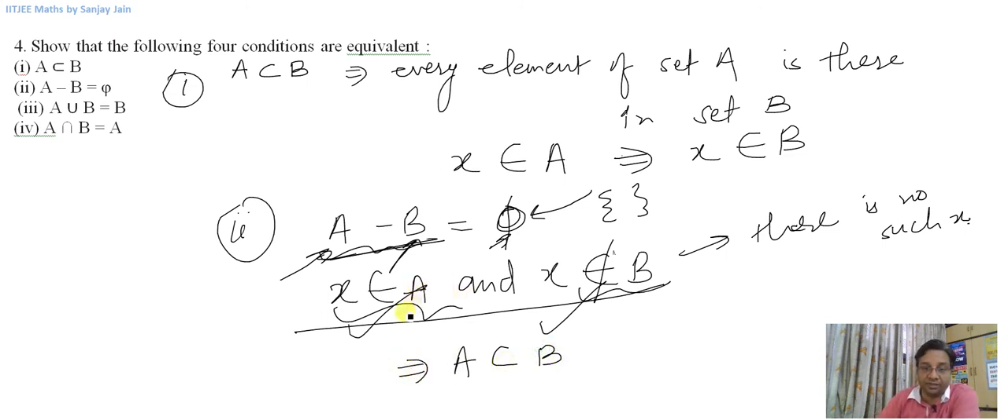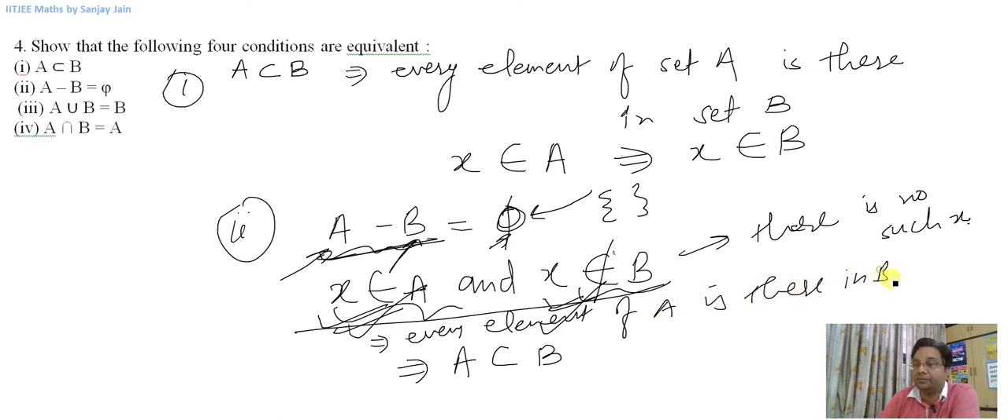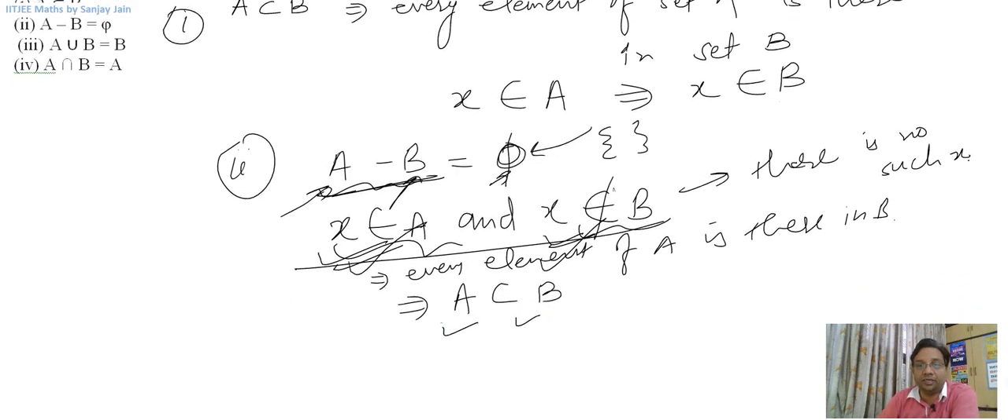Or if you want to write one more statement, when I say that there is nothing that belongs to A and doesn't belong to B, you can make a statement that every element of A is there in B, right? So A is a subset of B. I hope the first two statements are clear to you, and this is enough to show that these two statements are equivalent.